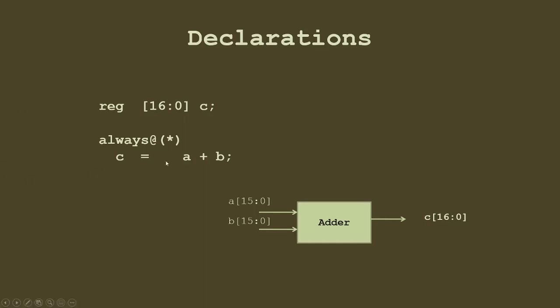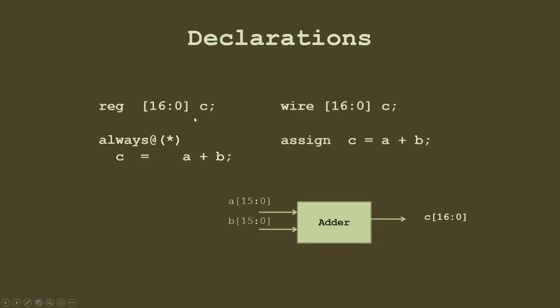Whenever we assign something in an always block, for example, always at star or always at posedge clock, the thing that is assigned, I'm not talking about the right side, but the things on the left side, has to be declared as a reg. In this case, this is a purely combinational circuit. There is no register, but I have to declare C as reg because this is a procedural assignment, that is, always at star kind of assignment.